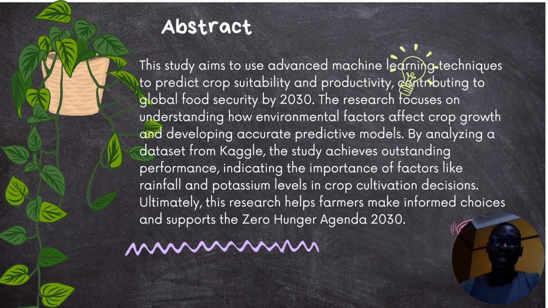So by analyzing a data set from Kaggle, yes, that is a software, the study achieves outstanding performance, indicating the importance of factors like rainfall and potassium levels in crop cultivation decisions. This research will help farmers make informed decisions and support the zero harm agenda by 2030.